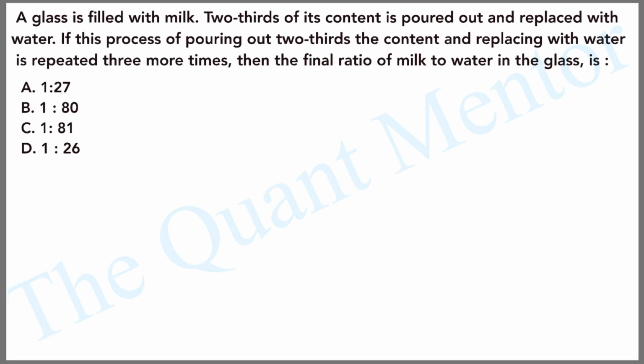So the question says a glass is filled with milk. Two-thirds of its content is poured out and replaced with water. If this process of pouring out two-thirds of the content and replacing with water is repeated three more times, then the final ratio of milk to water in the glass is.